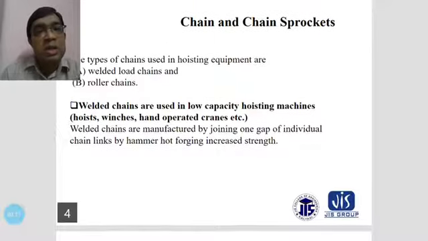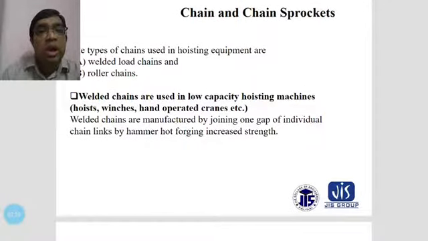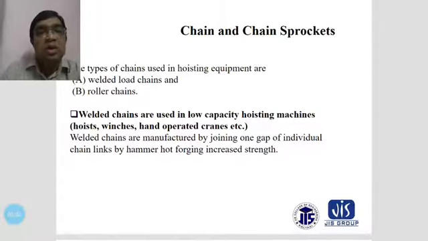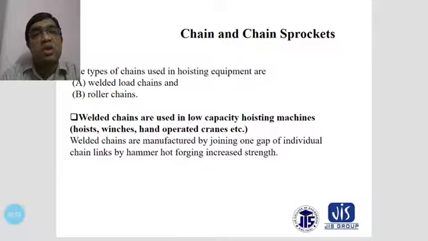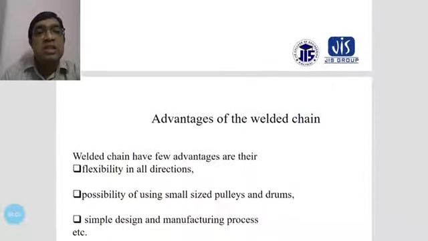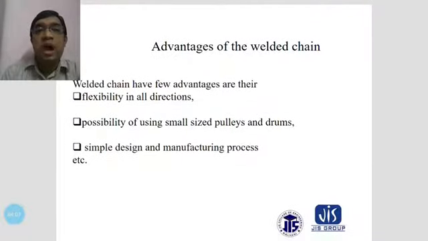And sometimes, for the hoisting required, this will be upgraded, and it will transfer your materials in the proper way. You have to consider that welded chains are manufactured by joining individual chain links, like by hammer forging, forming increased strength. And during hoisting, the welded chain is used for low loads. Forging operations are also considered here, which increase the strength.